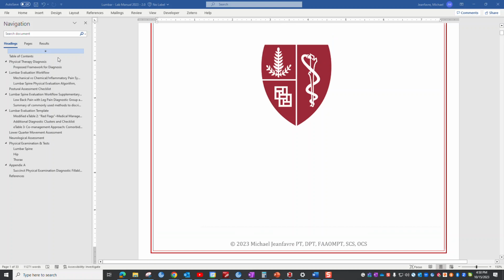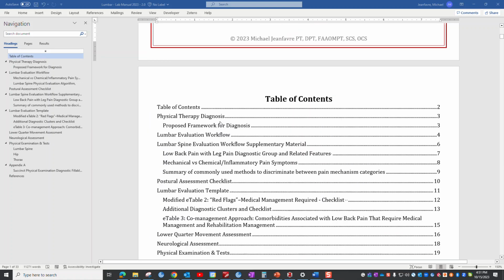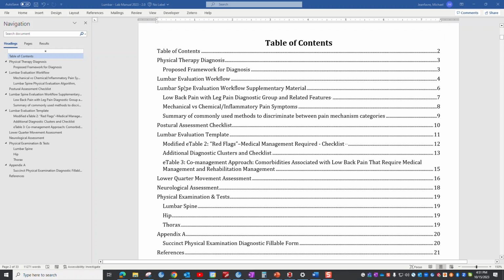You can see on the left-hand side that I've provided bookmarks that would allow you to quickly navigate the document compared to maybe a long PowerPoint presentation. So the table of contents, so you have the physical therapy diagnosis and what that entails. We'll talk about that in detail.